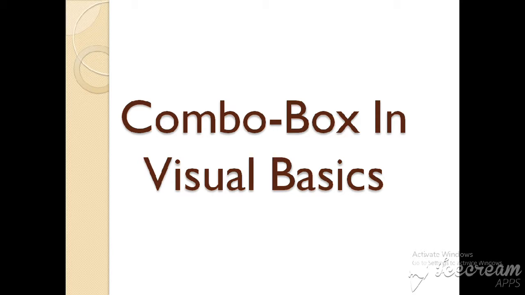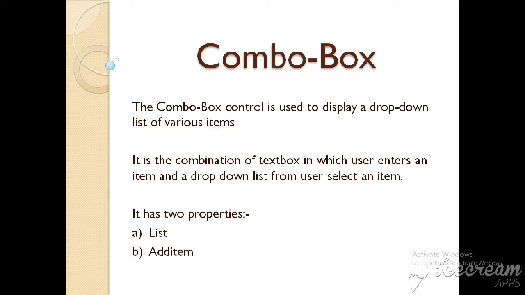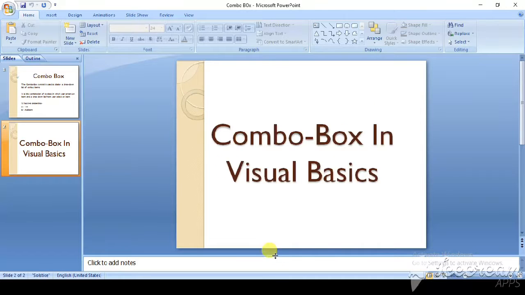This is Suraj. In this video, we are going to discuss combo box in Visual Basics. So let's get started. So what is combo box? Combo box is a control which is used to display a drop-down list of various items. It is a combination of a text box in which the user enters an item and a drop-down list from which the user selects an item. So we can add items to the combo box with the help of two properties. First one is list and second one is add item.